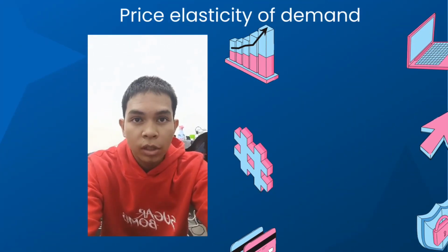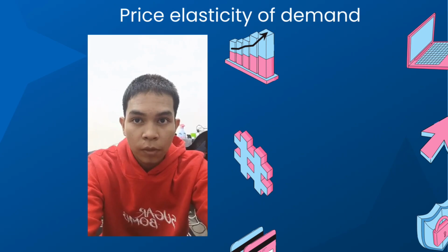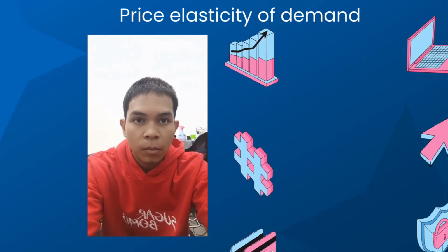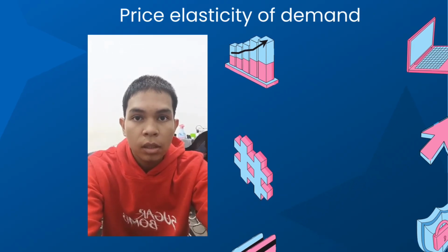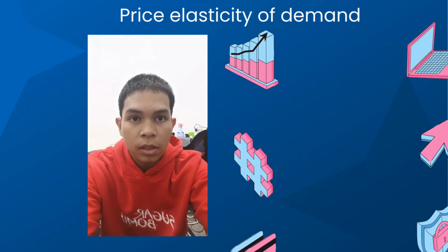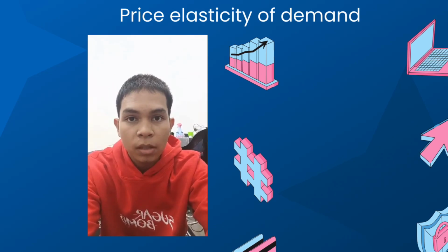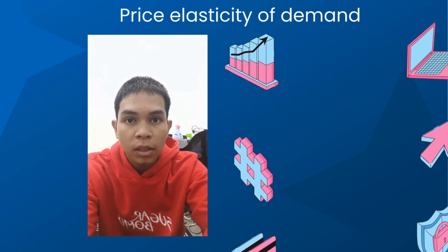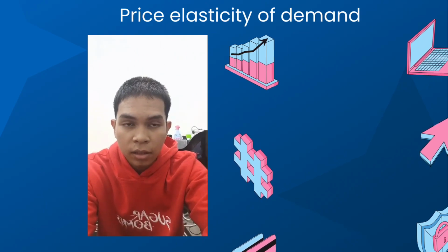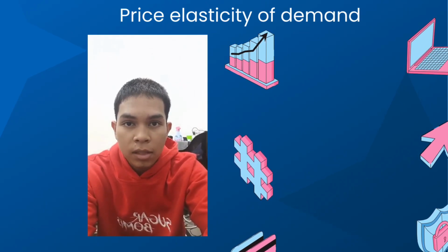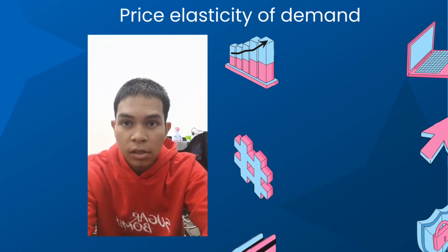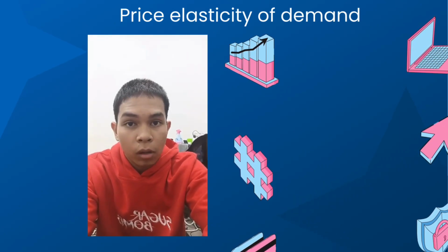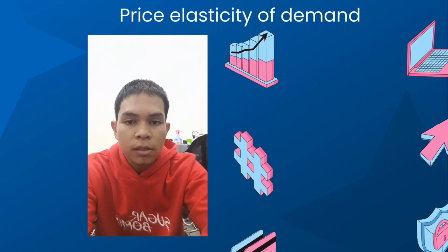Using the midpoint formula to calculate price elasticity of demand. Another way to calculate the price elasticity of demand is by using the midpoint formula. The average percentage change of price and quantity demanded are used instead of the simple percentage change in price and quantity demanded, as discussed earlier. The midpoint formula generates the same result regardless of the direction of change between the two points.